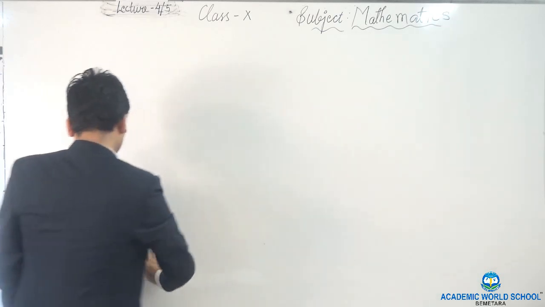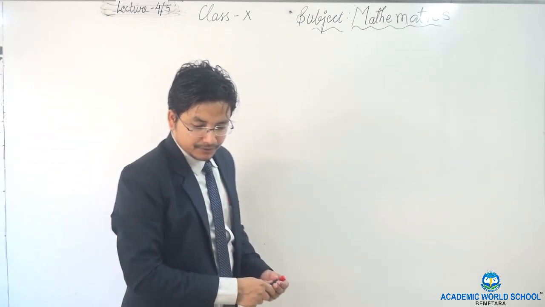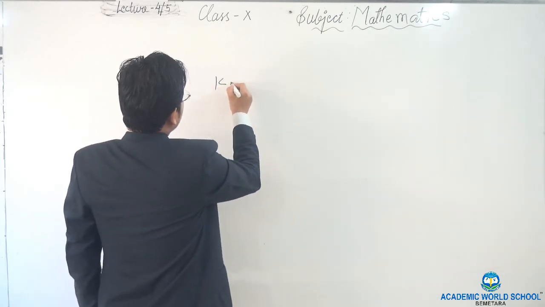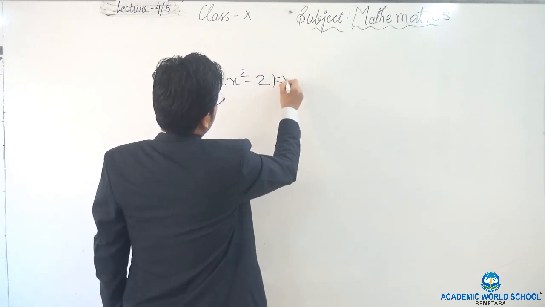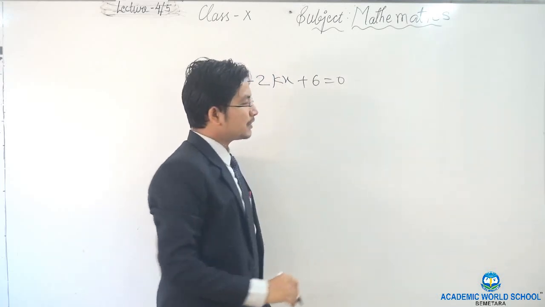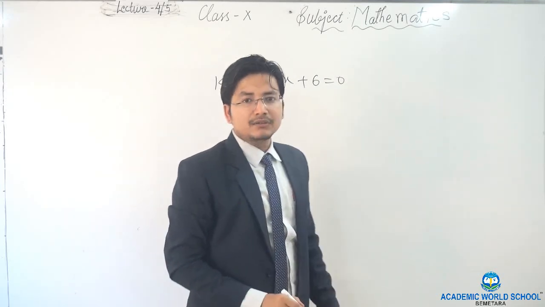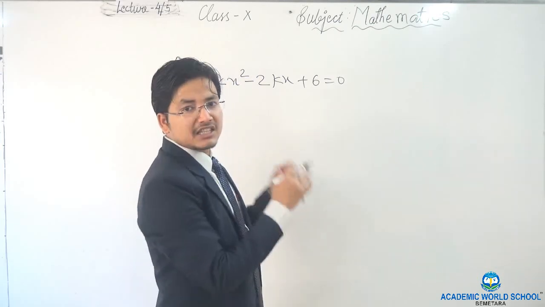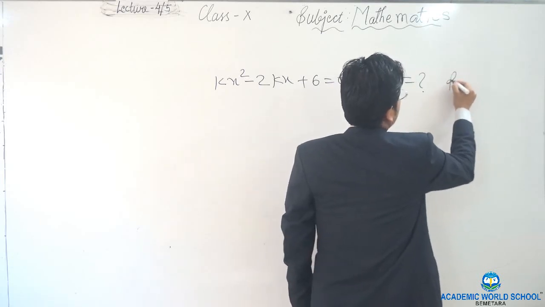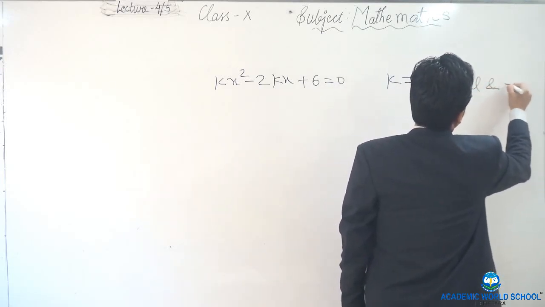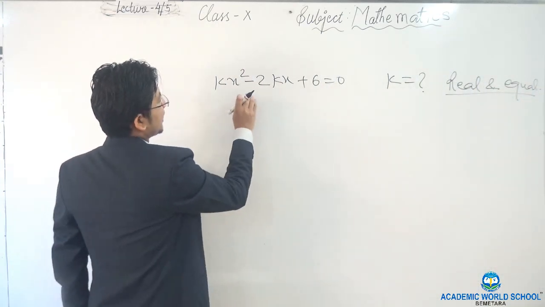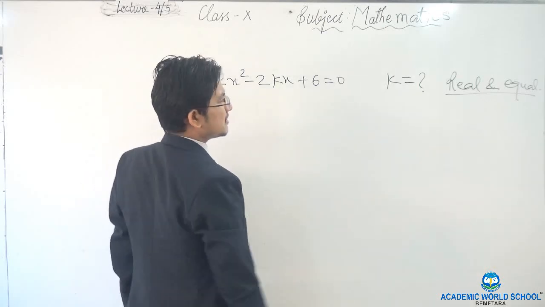Okay. So now the next problem is, for what value of k does kx square minus 2kx plus 6 is equal to 0 have real and equal roots? Now this is a quadratic equation. For what value of k does this quadratic equation have real and equal roots? This is as simple as this.